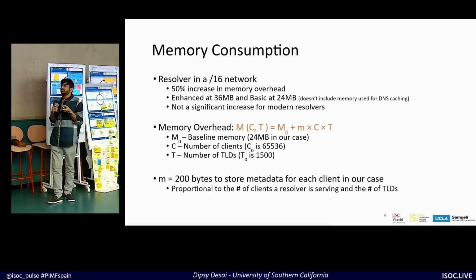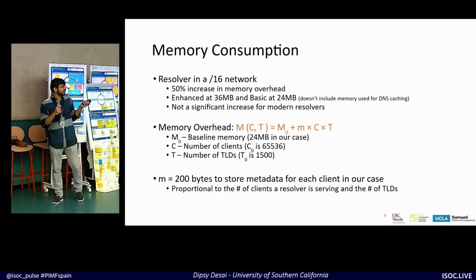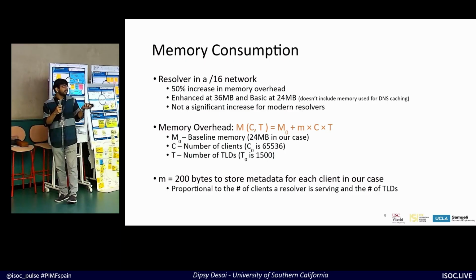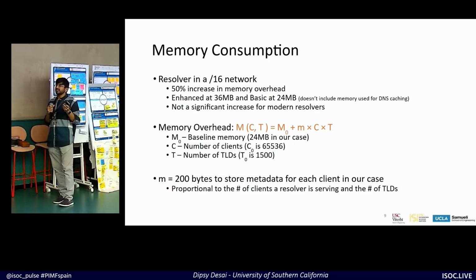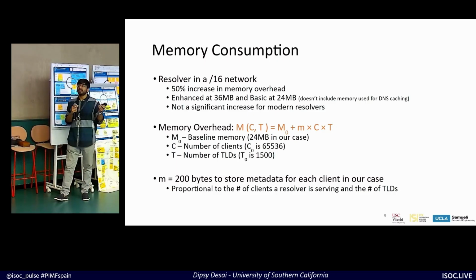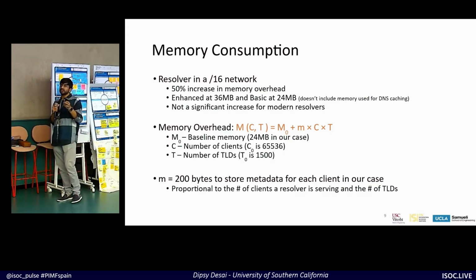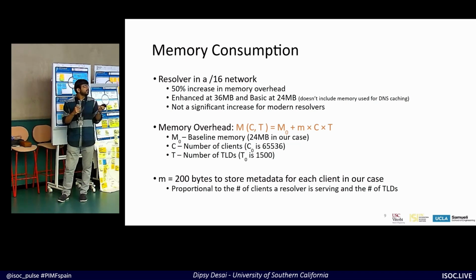M0 is the baseline memory, which is 24 megabytes in our case. C is the number of clients. Since we operated in a /16 network, C would be 65,536. T is the number of TLDs. For our baseline case, we just rounded off TLDs to 1,500. As of today, it is less than 1,500, but we are expecting the TLDs to grow in the next round of gTLDs upcoming in 2026. We found a memory consumption of about 200 bytes to store the metadata for each client in our case. As we can see from the formula, this memory consumption is proportional to the number of clients a resolver is serving in a network, and also the number of TLDs.